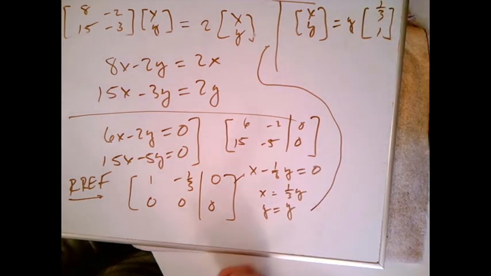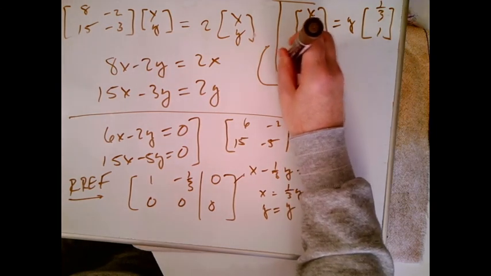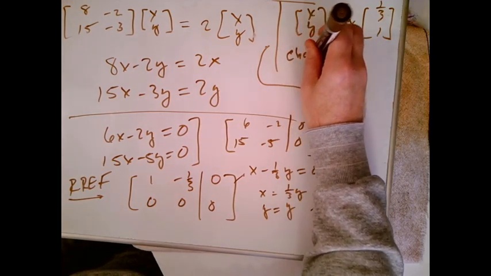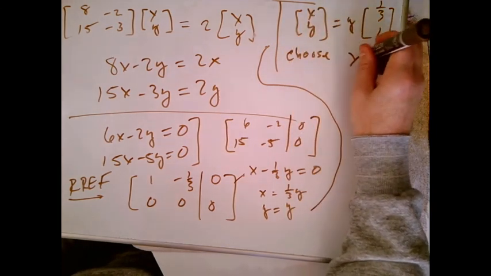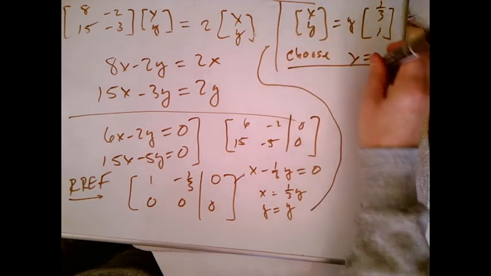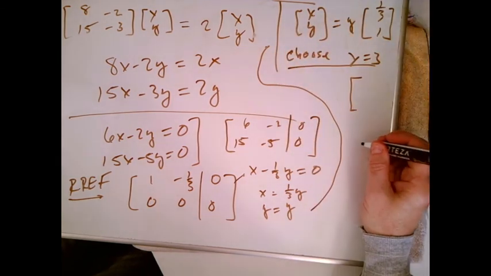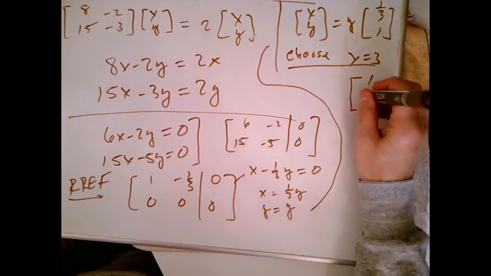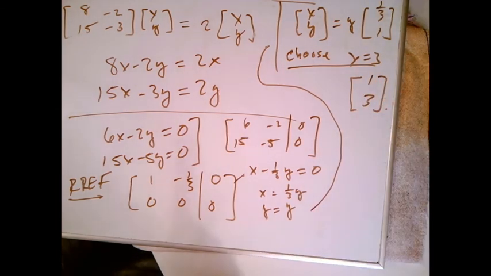And so we can pick any y we want. I'm going to choose y equals 3, and we're going to get an eigenvector of 1, 3, which I believe is the eigenvector we showed. Now, recapping just what went on here.